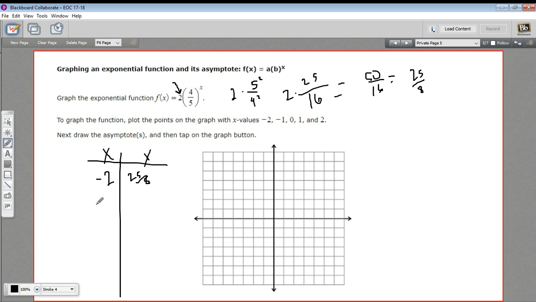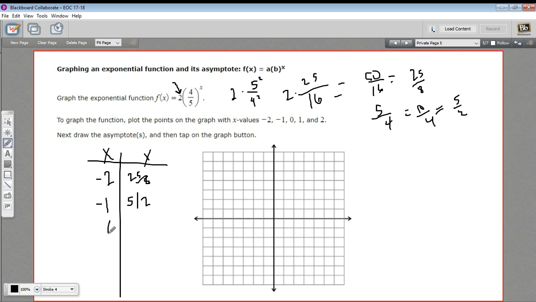So the -1 power, a little easier. We just flip the fraction upside down. So that's 5/4. And then we multiply that by 2. So that's 10/4, or simplifying, that's 5/2. Great.